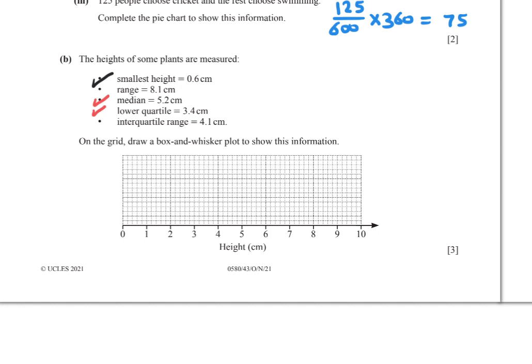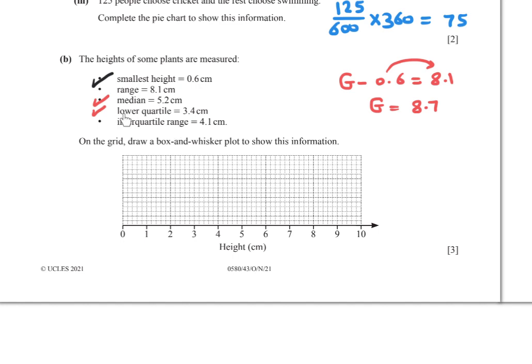To find the greatest value from the range: the range is the greatest value minus the smallest value. So greatest value minus the smallest value, which is 0.6, equals the range, which is 8.1. Now you can find the greatest value. So 0.6 goes to the other side as positive, so 8.7. So this is the greatest value.